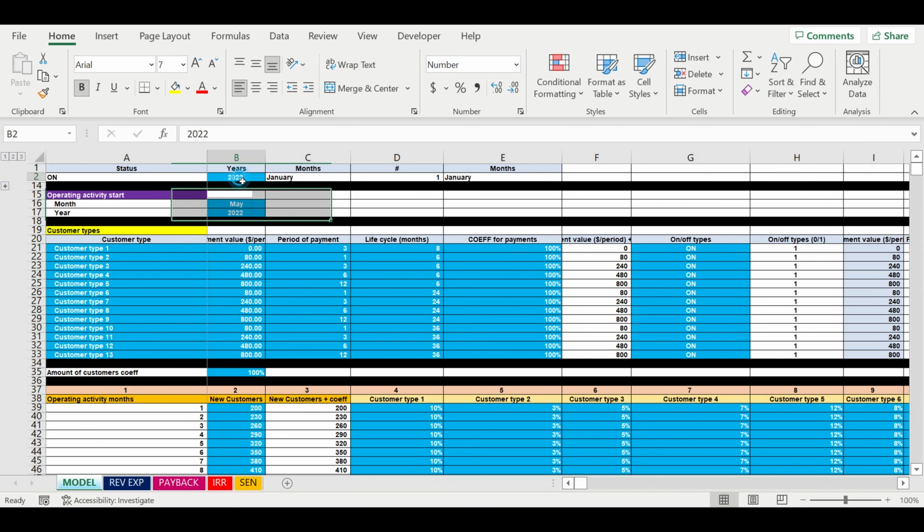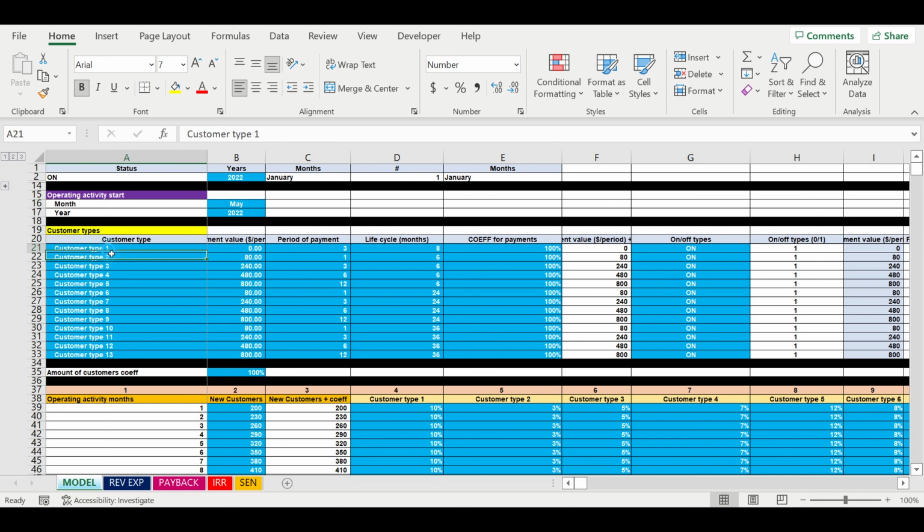So first of all, we specify the first year when we start the investment stage in our project. Then we specify when we get the first revenue, so when the operating activity starts, month and year.